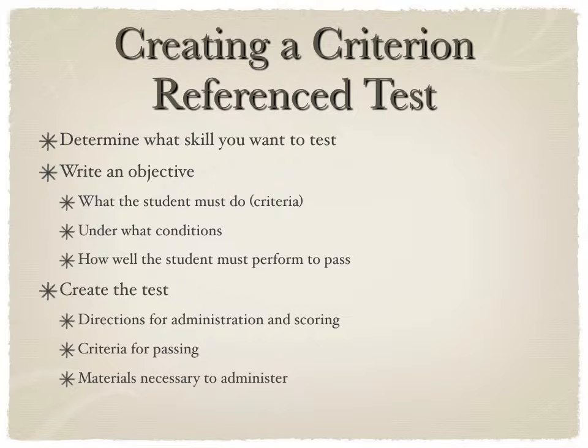So those are three important things. You have to determine what the child must do and set the criteria, specify the conditions for the child to achieve, and determine how well the student must perform to pass or for the skill to be considered mastered. When you create the test, you want to consider directions for administering and scoring, criteria for passing, and any materials necessary to administer the assessment or the evaluation.